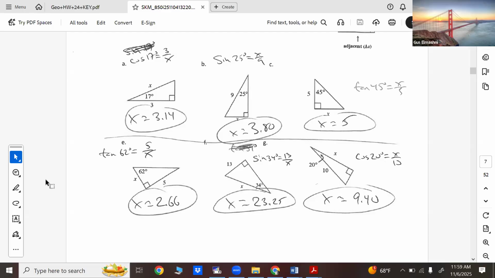Okay, guys, so cosine 17, 3 over x. Sine 25, x over 9. Tan 45, that's pretty easy. Tan 62, 5 over x. Sine 34, 13 over x. Cosine 20, x over 10. Remember, x can't be more than 10. X is going to be a little less than 5, because 5 is obviously a bigger angle. Those are identical angles. That's less than 9, and that's more than 30. So those are all the answers.